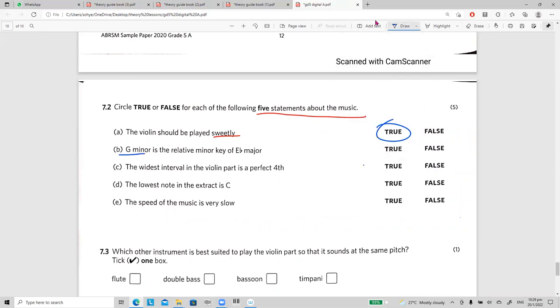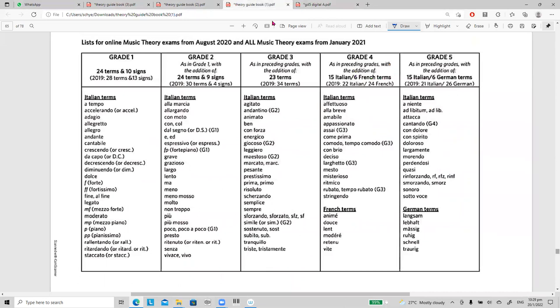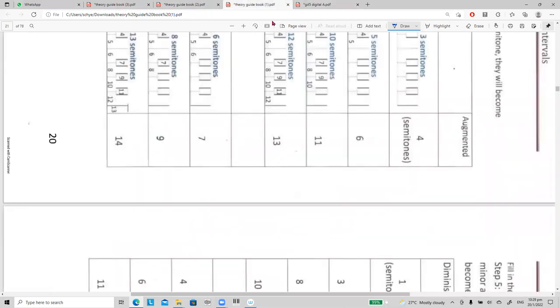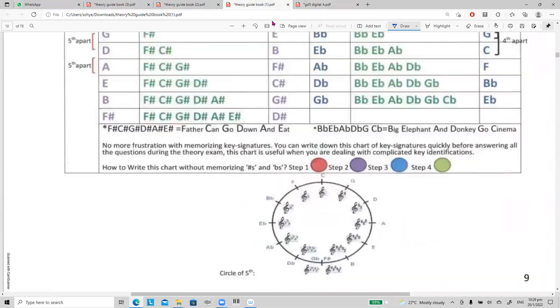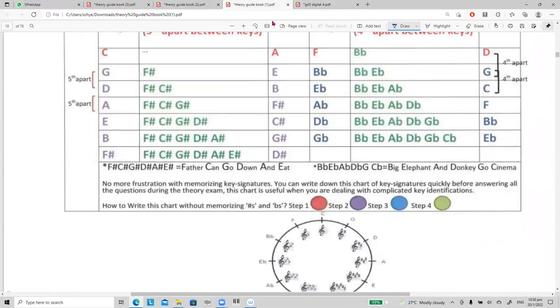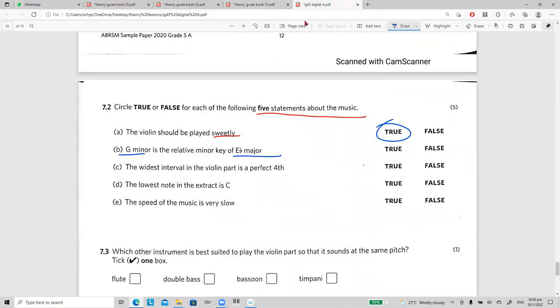G minor is the relative minor key of E flat major. Okay, G minor and E flat major. If you have a chart with you, I'm not sure if you know how to draw this. In one of my videos, I taught you how to draw this. So for this chart, you can go to my video that talks about key signatures. So G major and E minor are relative. So this is correct.